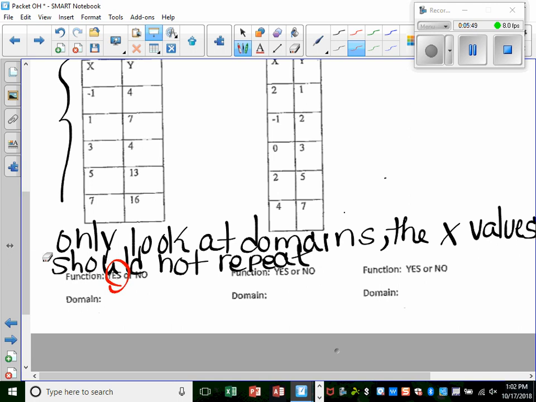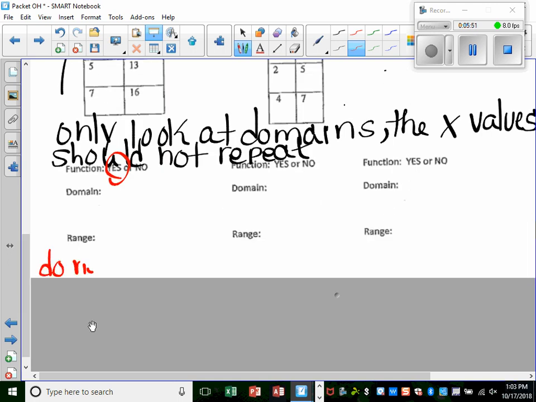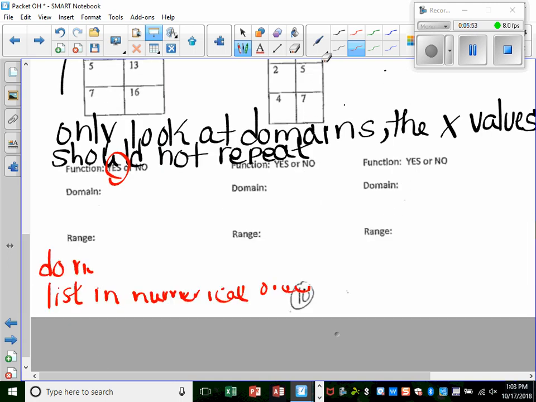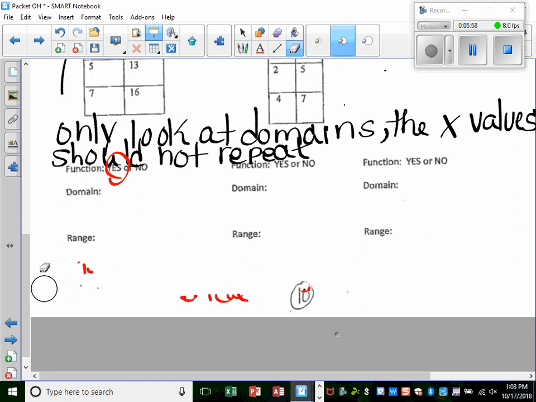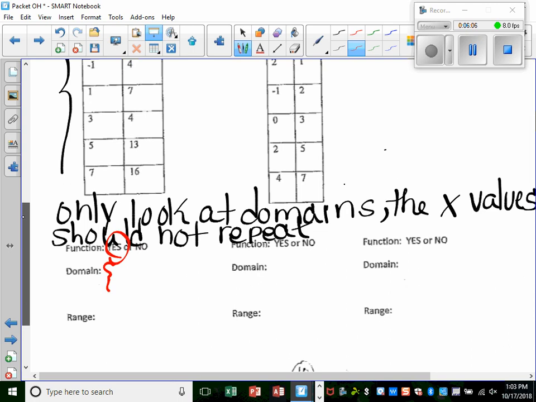Then it says to list the domains and ranges. All right. So when you're listing the domains and ranges, you do want to put them in numerical order. So I'll write that down as well once we list them. So you're going to put the little set brackets, and then you'll just list them. And actually, this table happens to be in numerical order.